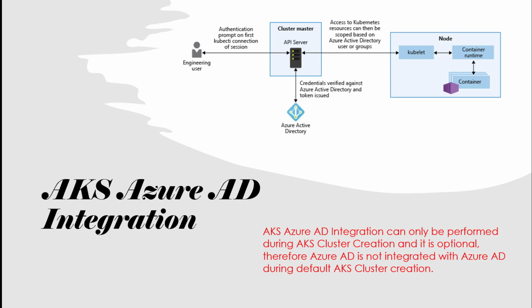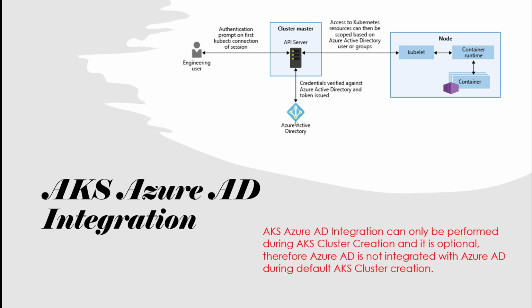From the architecture perspective, it's pretty straightforward, right? The engineering user creates a cluster with the Active Directory integration component, and in the center you will see the cluster master, the API server, which can communicate with Azure Active Directory because of the integration that you have done, and then credentials are verified against Azure Active Directory. Based on the token, the resources are allowed within the AKS cluster, right?